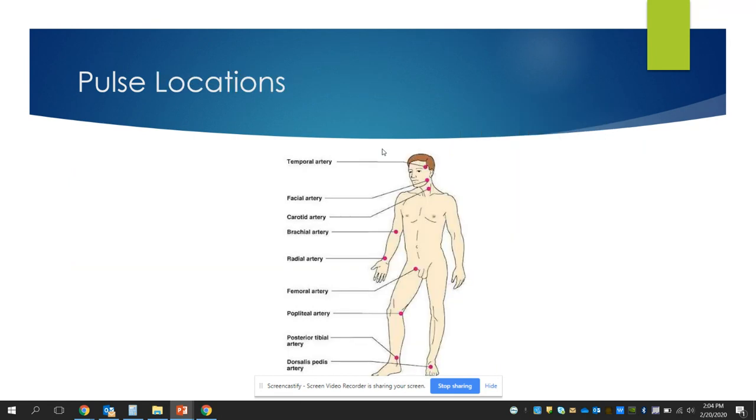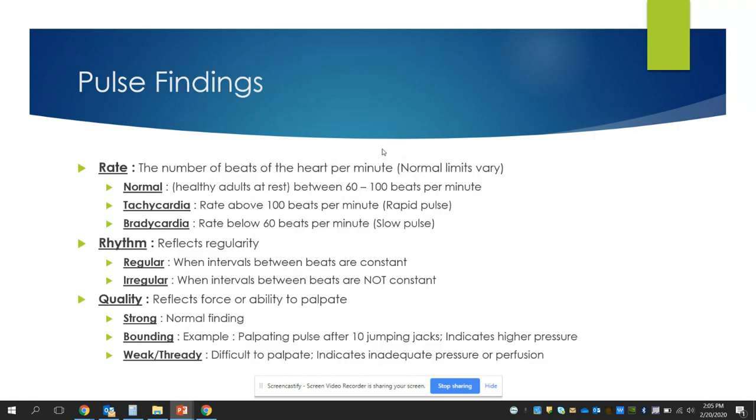Common sites that we're going to use most often are going to be that carotid site for an adult patient, the brachial site for a child that's under about a year or so old. We're going to be checking the radial site a lot for adult patients, and then depending on what's going on, we might use the femoral and then also the dorsalis pedis or posterior tibial, as we talked about during patient assessment for getting those distal pulses as well. Things that we're looking at with the pulse is going to be the rate, the rhythm, and the quality.